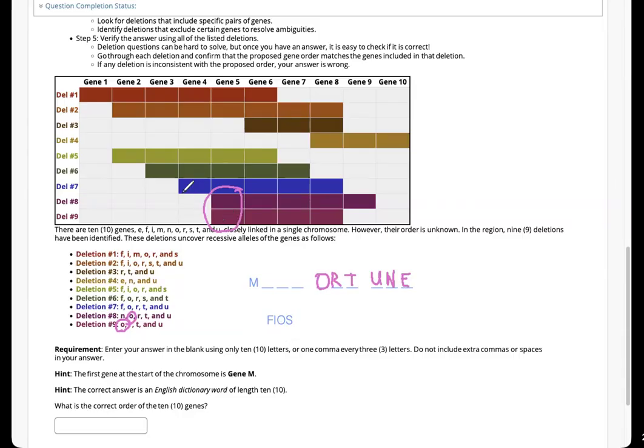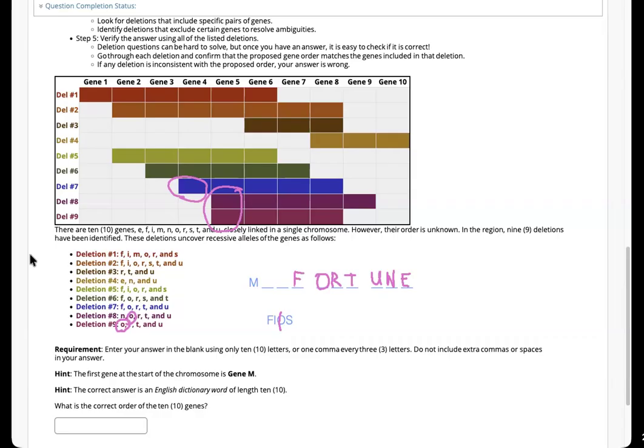All right. Now we can look at deletion 7. Which one of F, I, S is present in deletion 7? That will be gene 4. I see F, O, R, T, U. So that means that F is here. All right.